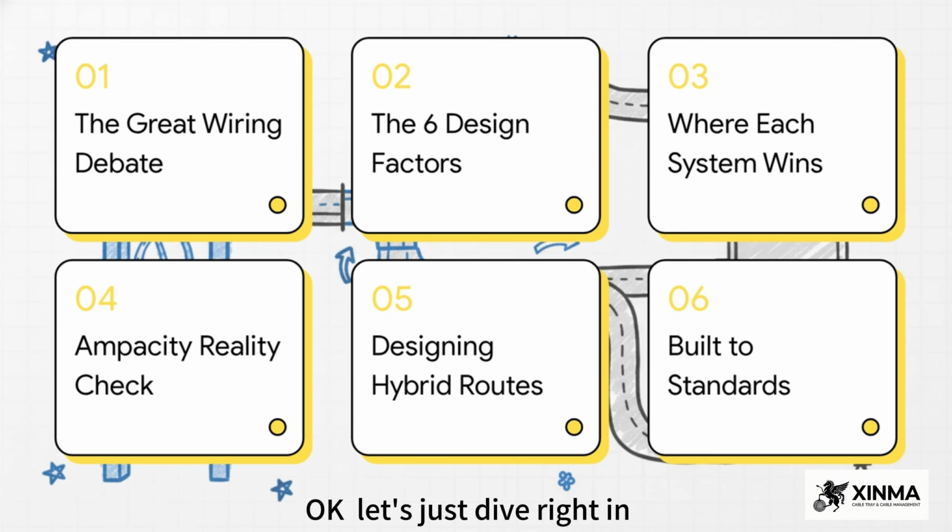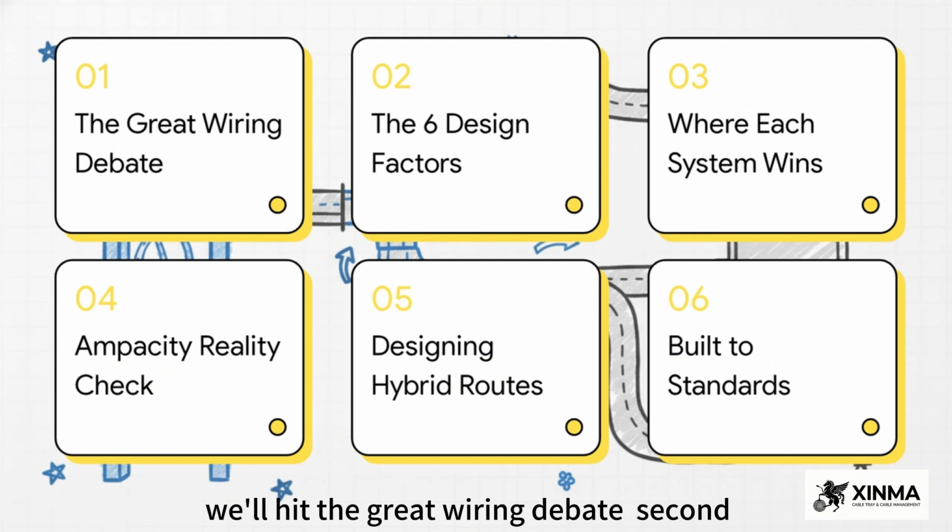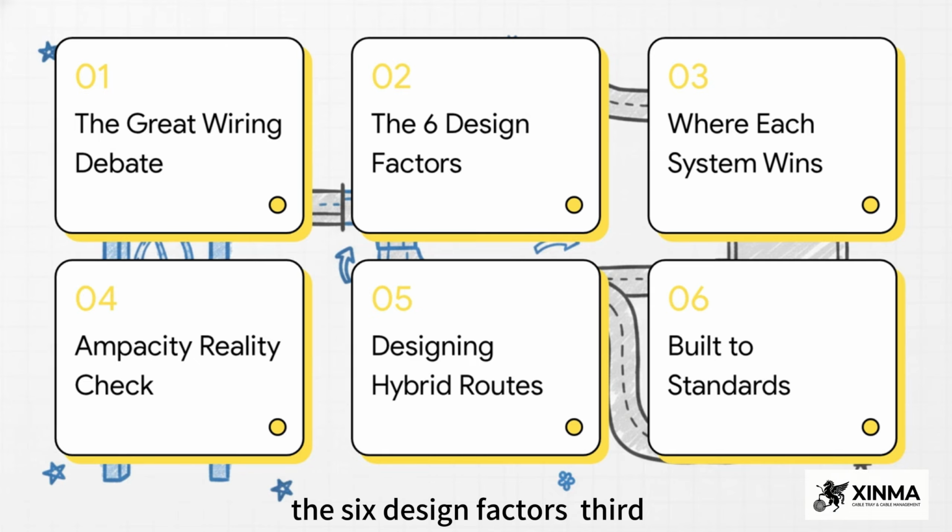Okay, let's just dive right in. Here is our structural roadmap for today. First, we'll hit the great wiring debate. Second, the 6 design factors. Third, where each system wins. Fourth, the ampacity reality check. Fifth, designing hybrid routes. And finally, built to global standards.